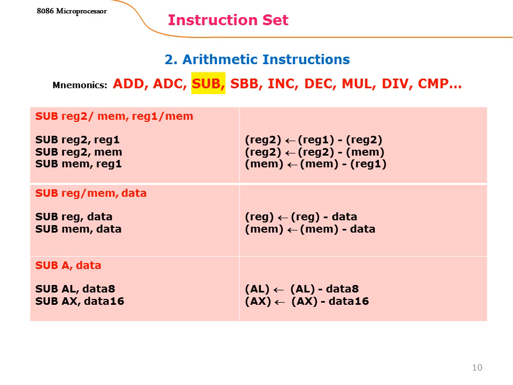memory, but not an immediate data. Why? Because if the source is an immediate, the destination should not be immediate. If the source is a memory, the destination should not be a memory.